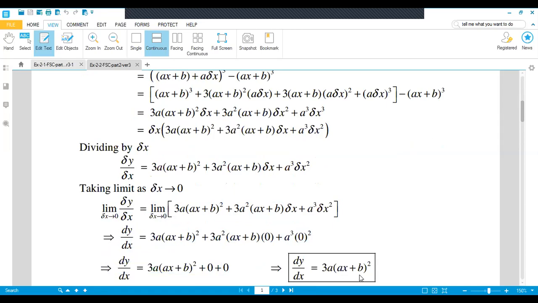So if you compare it with the previous exercise, all the steps are the same. It means that the first principle, or by definition, has the same steps. The first step is that you make it equal to y, and then on the left hand side you add delta y. In the variable you add the delta value. If it is y, you add delta y.